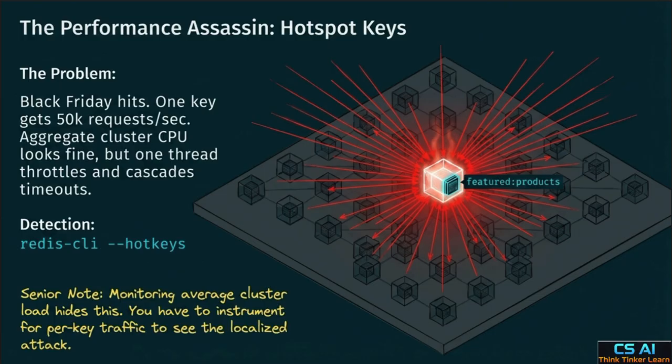For massive spikes, beware the performance assassin, hotspot keys. On Black Friday, one key might get 50,000 requests per second. The cluster load might look fine, but the single thread handling that key will throttle and cascade timeouts. Use redis-cli hotkeys to detect this. Monitoring the cluster average isn't enough. You must instrument per key traffic.